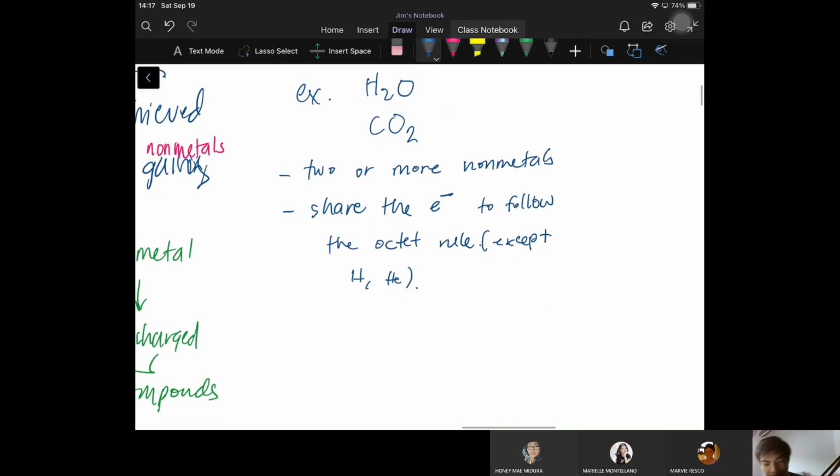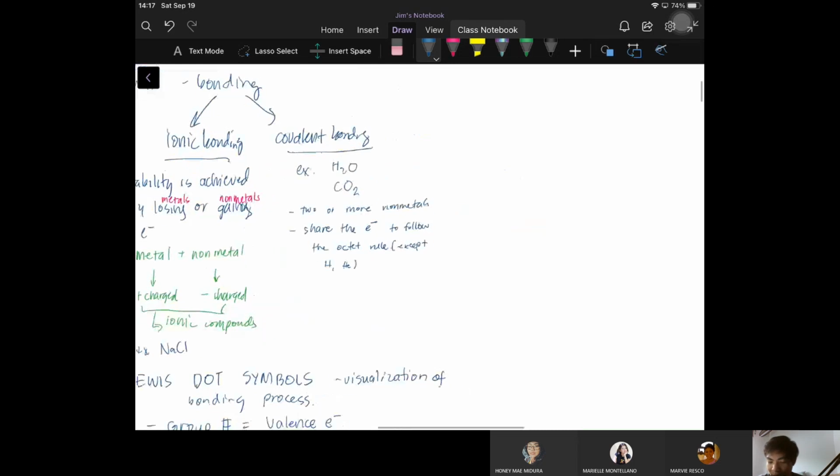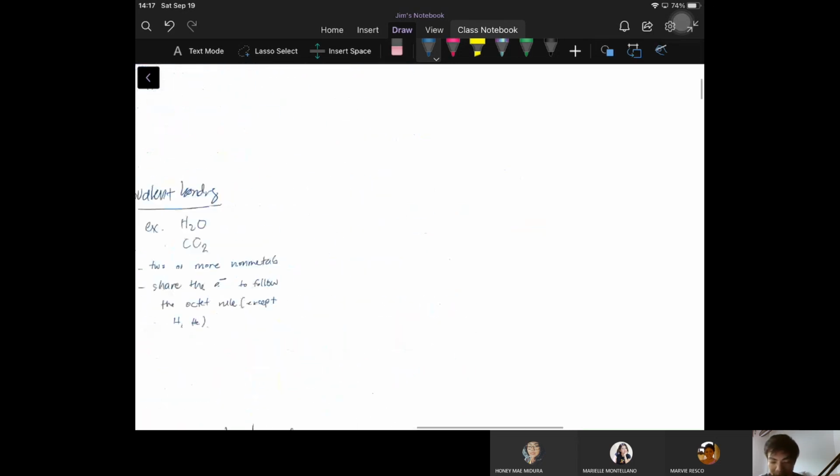Okay, so next week na lang yan. Okay, so para maaga tayo magpahinga ngayon. I don't know if may class pa kayo mamaya. May class pa ba kayo mamaya? So anyway, so covalent bond.